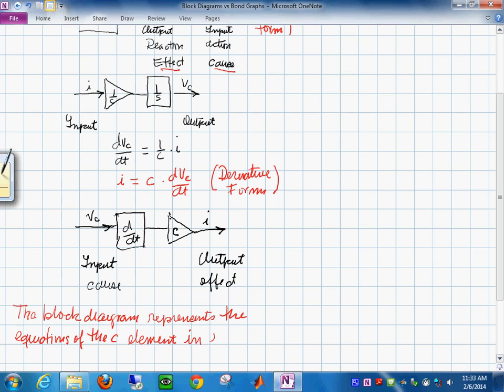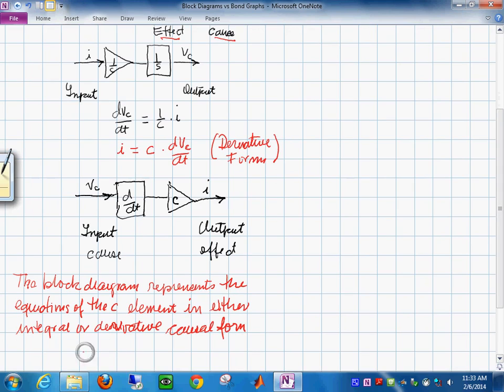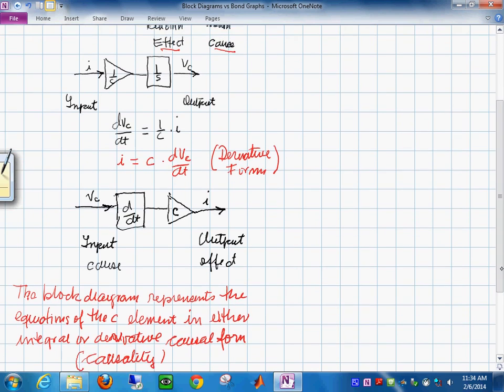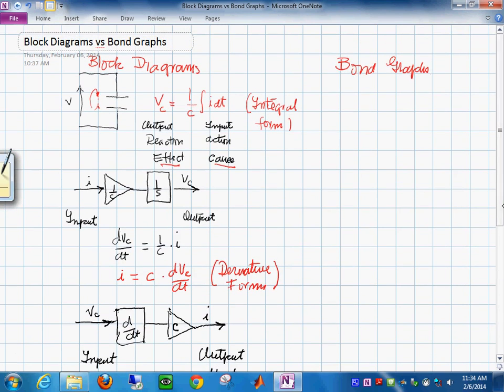You could say in either integral or derivative causal form. So when we talk about this concept of causal form, we introduce the word causality. The word causality means which way the equations are written.